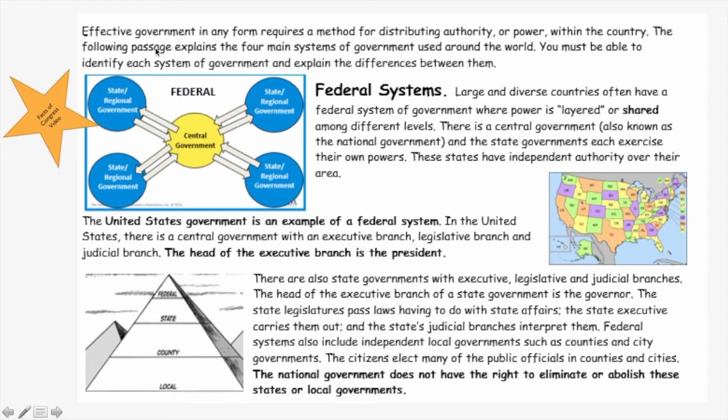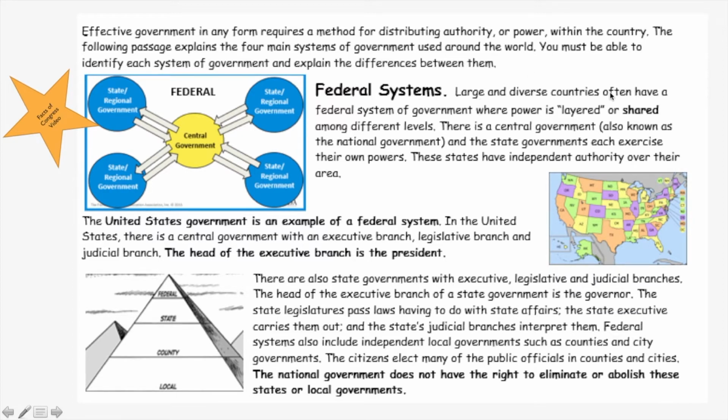Effective government in any form requires a method for distributing authority or power within the country. The following passage explains the four main systems of government used around the world. You must be able to identify each system of government and explain the differences between them. So this first one is federal systems.